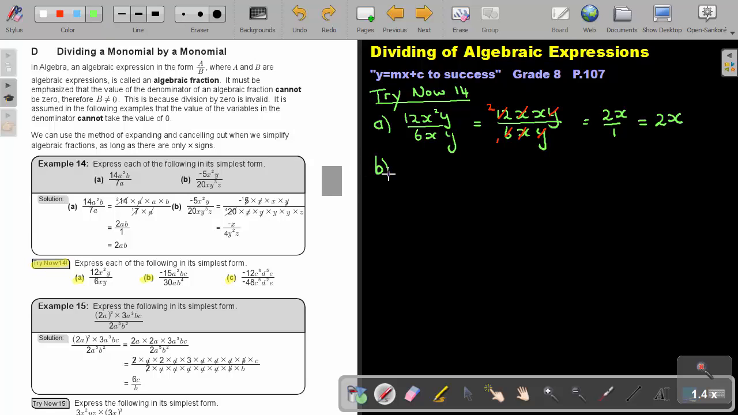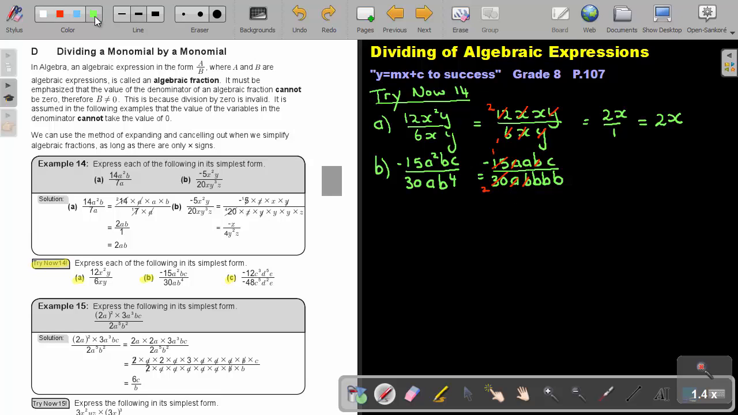Okay, let's look at number B. Number B is negative 15a squared bc over 30ab to the power of 4. Okay, so let's expand the numerator and the denominator. So there's 2 a's, so I write 2 a's, and b and c. Then it's 30, and it's just 1 a, but there's 4 b's. 1, 2, 3, 4. Okay, let's cancel. So I will now look at the sign. So 15 can go in one time, 15 can go two times. One of the a's cancel, one of the b's cancel.